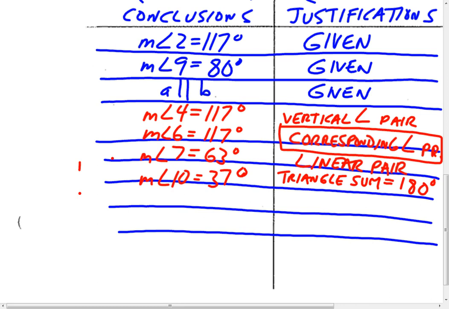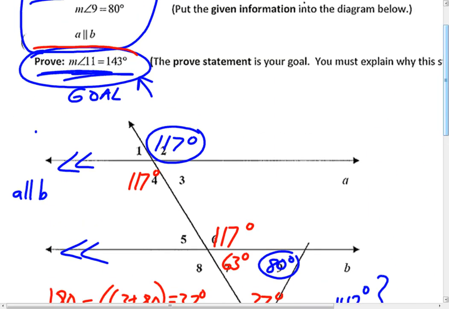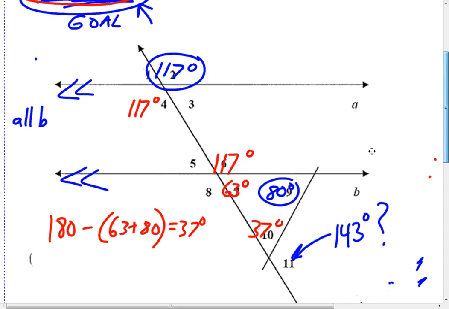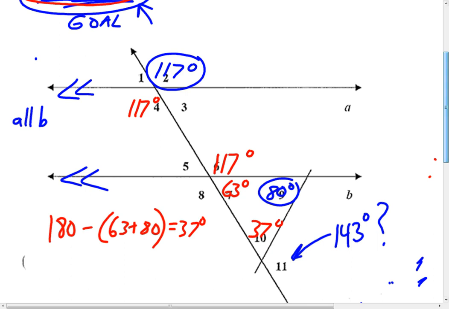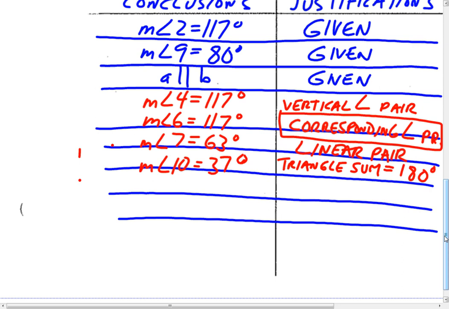Don't lose sight of what it is that you are trying to prove. What were we originally trying to prove? 11 is 143. That's right. So is 11 143? Yes. We feel confident that we can write that right there. We'll write it, measure angle 11 equals 143.